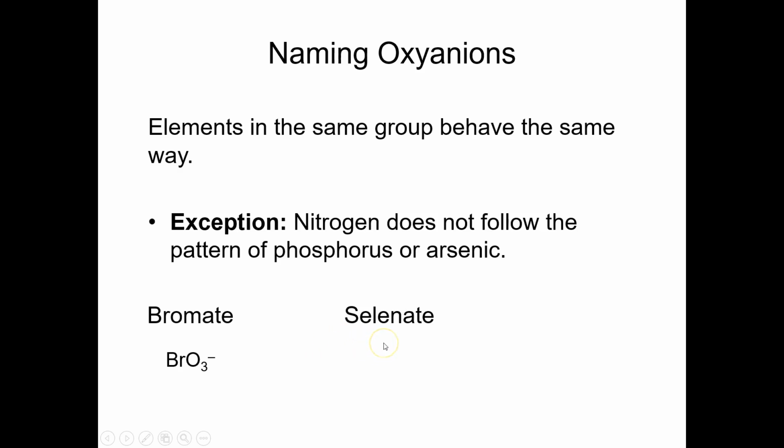Selenate. Selenium is in group 6, and it's the same as sulfur. And we know that sulfate is SO4 2 minus. Because things in the same group behave the same way, we can assume that selenate is going to be SeO4 2 minus.